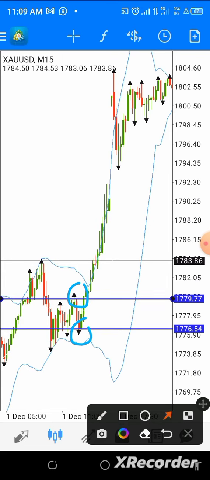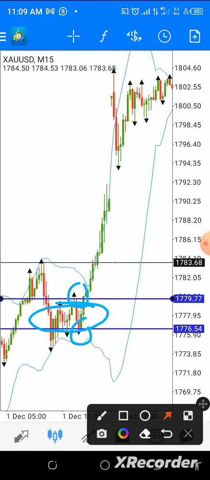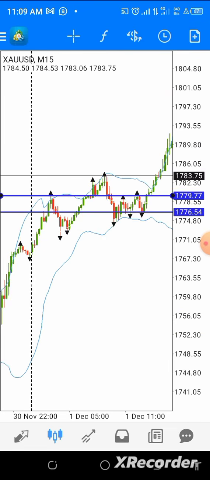Here is your breakout for a buy opportunity. As you can see, inside this place is a consolidation area. You don't do anything. Market was going up and down. Then when the breakout occurs, this is the candle that breaks out. You are going to enter your buy opportunity here. The market continues to go in your direction.